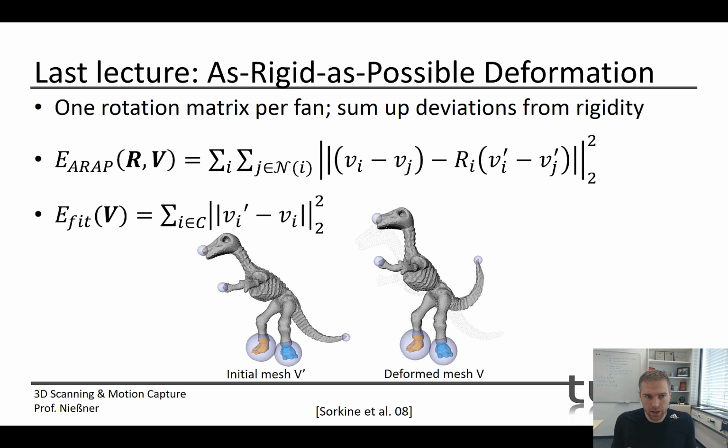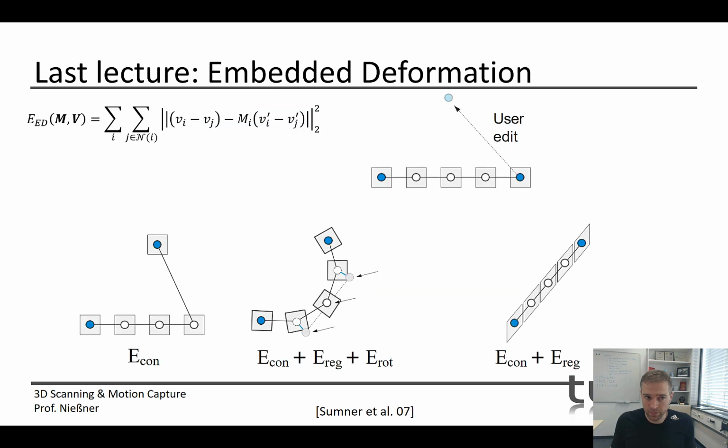Another very important deformation prior we've looked at was embedded deformations. Very similar idea to ARAP. But the only difference in this ED term was that instead of having this rotation matrix here, we're having a 3x3 matrix, which is not hard constrained to be a rotation, but rather soft constrained to be a rotation. So there's a specific rotation term that says, please make this matrix as similar as possible to a rotation matrix, but it can deviate from it. And that's the key difference to ARAP.